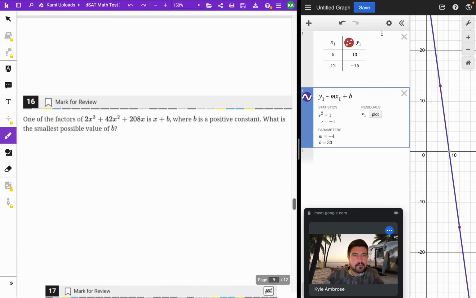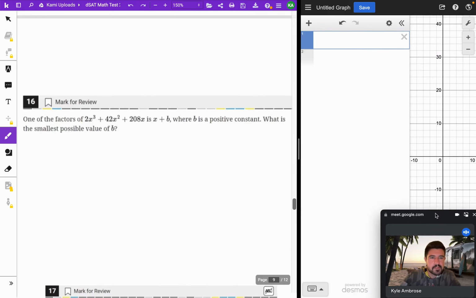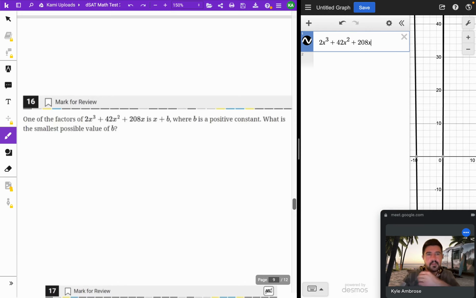16. We've got a messy equation. We'll go to Desmos. We can type it in, and then we'll talk about what we're looking for. Okay, they say one of the factors is x plus b, where b is a positive constant. What's the smallest possible value of b?